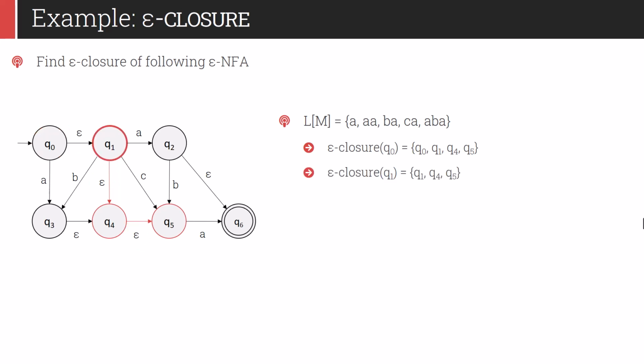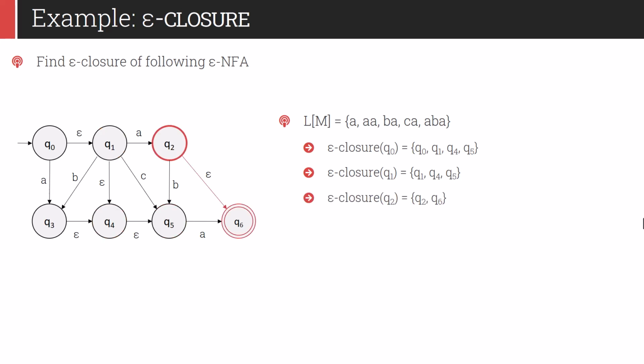Epsilon closure of Q1 would be state Q1 itself plus the remaining states which are reachable from Q1 on reading epsilon. So from Q1, if we read epsilon, we are going to Q4. From Q4, by reading epsilon, we are moving to state Q5. So epsilon closure of Q1 would be Q1, Q4, Q5.